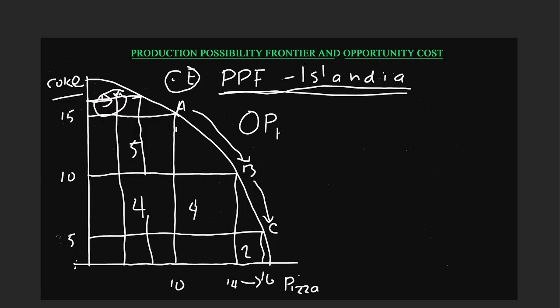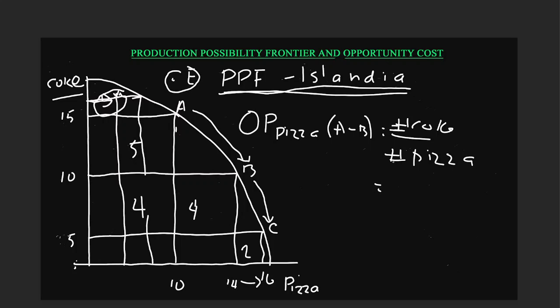All right. So we want the opportunity cost of pizza, for example, as this country of Ireland moves from point A to point B. Okay. So this is basically saying what is the number of Coca-Cola they have to give up to produce a unit of pizza. Okay.